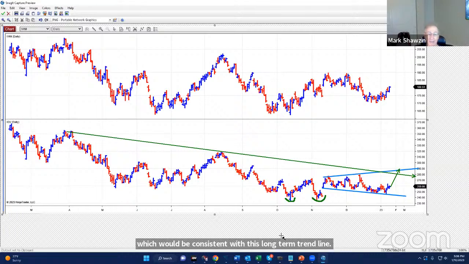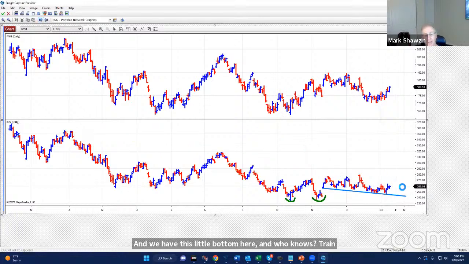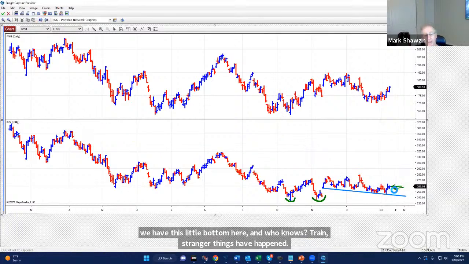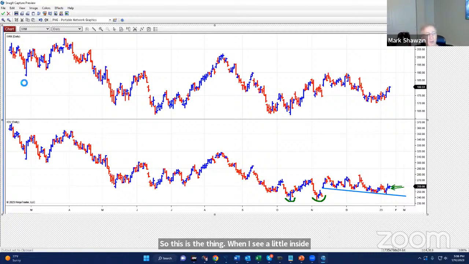Basically take it right to the top of the channel. And we have this little bottom here, and who knows, stranger things have happened. So this is the thing, when I see a little inside bar here, I can set up a risk reward trade and say, okay, I'm going to buy the high, I'm going to put my stop loss on the low, and now you have a very small risk to see if this thing is going to keep going higher.